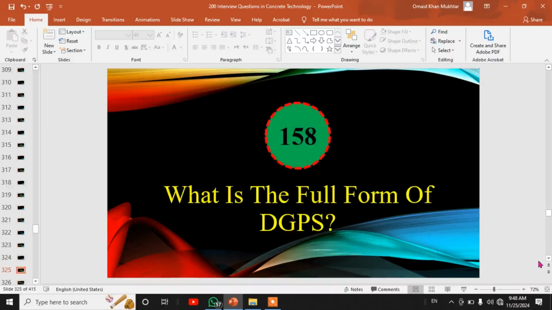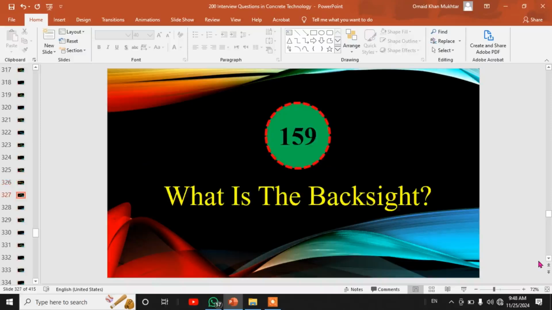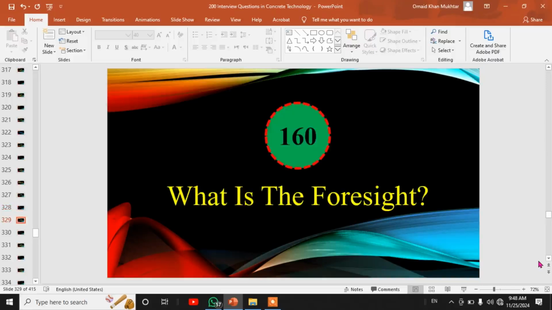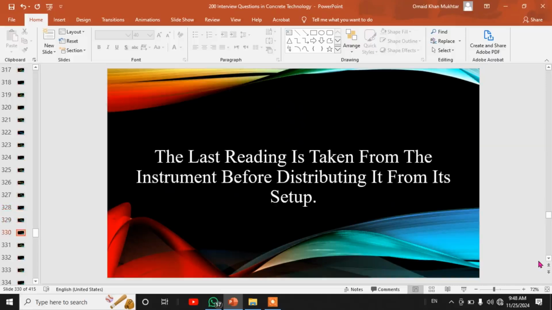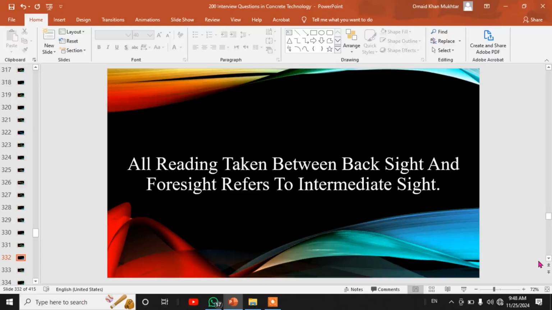158. What is the full form of DGPS? The full form of DGPS is Differential Global Positioning System. 159. What is the backsight? The first reading from any setup of the instrument refers to the backsight. 160. What is foresight? The last reading is taken from the instrument before disturbing it from its setup. 161. What is the intermediate sight? All reading taken between backsight and foresight refers to intermediate sight.